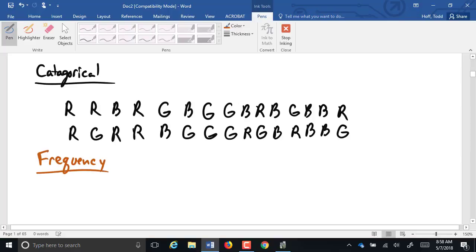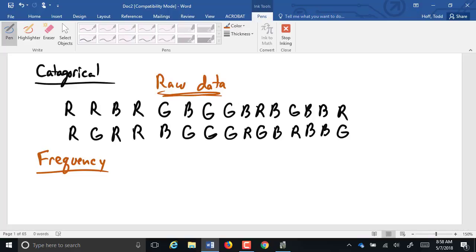So raw data like this, while necessary, is not really useful for interpreting. If I ask you a question out of it, it takes a long time to get an answer out of here. So we organize it in something called a frequency table.